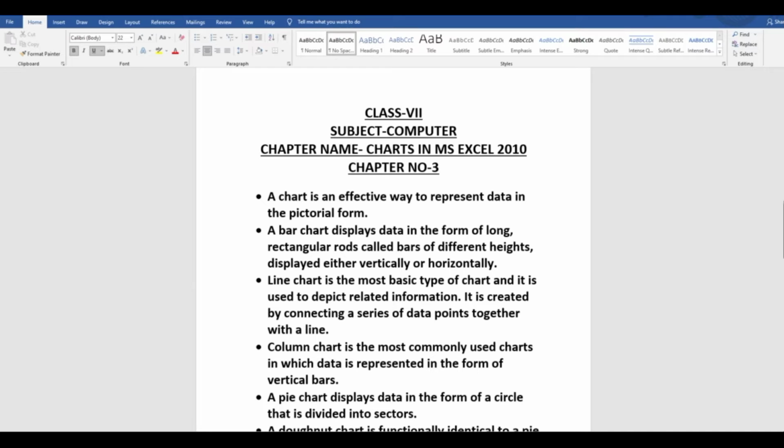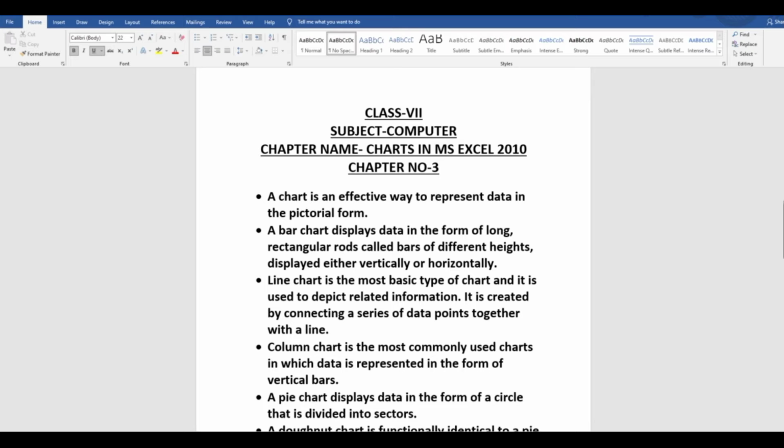Usually in a line chart, category is plotted along the horizontal or x-axis and data is plotted as individual points along the vertical or y-axis. So a line chart is preferred when there are many data points or when data trends are important.